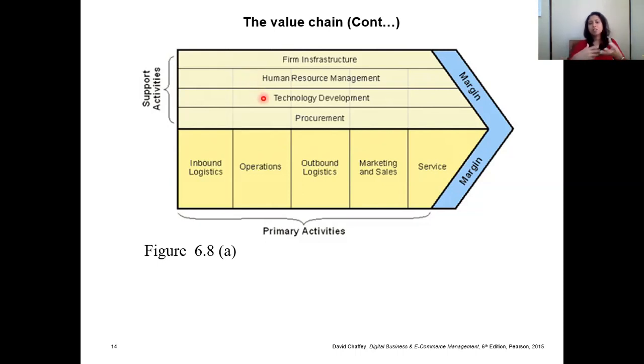Then under technology development, we focus on areas such as research, right? Organizational research on maybe new product developments, right? Certain technological researchers and such. Then procurement, you already know this, right? Purchasing of the necessary raw materials or parts or goods that are needed for the organization.